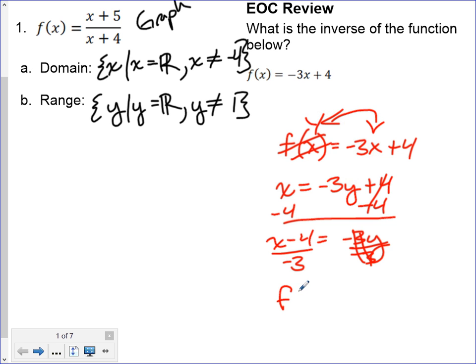Y equals x minus 4 over -3. F inverse of x equals x minus 4 over -3. F inverse of x is x minus 4 over -3.